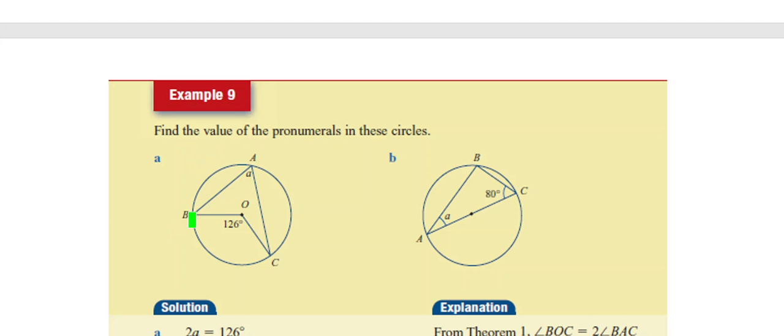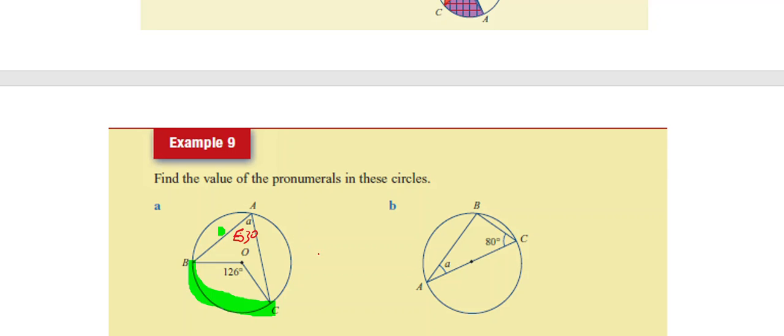So the arc of interest here is BC. The angle going to the center is 126. So the angle going to the outside must be half of that. So half of 126 would be 63 degrees. So A must be 63 degrees.